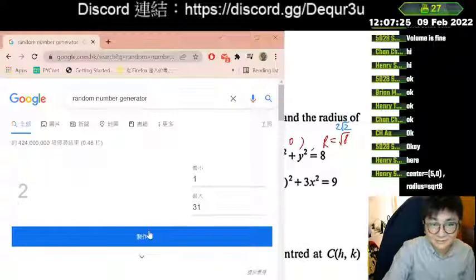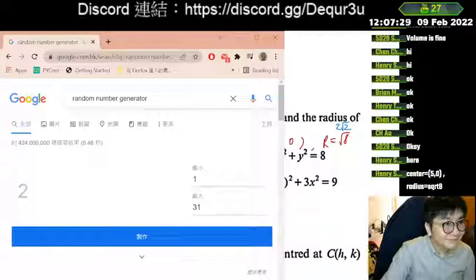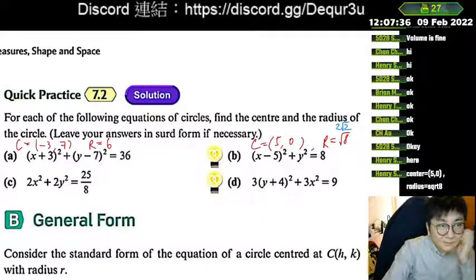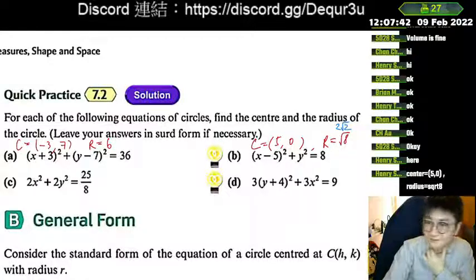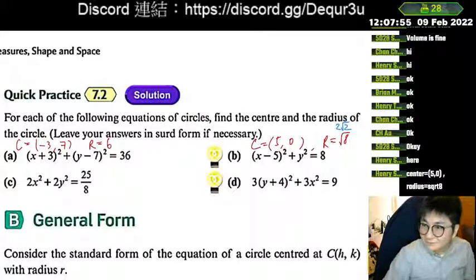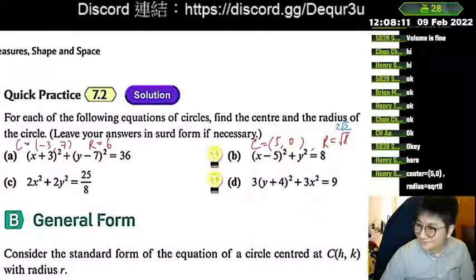Okay, part C, draw. Oh, number 2. Where is number 2? Oh, okay, I see it in the Google Meet chat message. Okay, so part C, center radius.